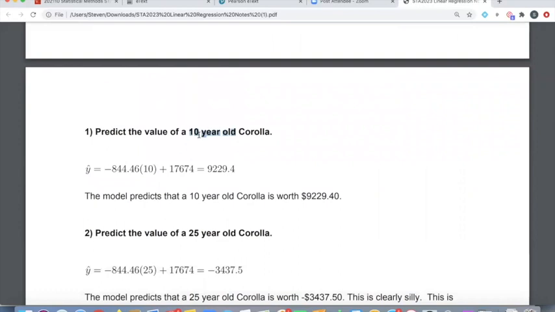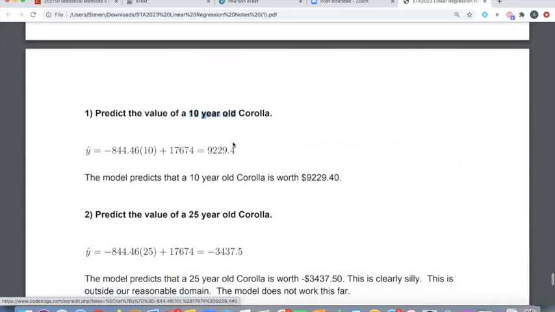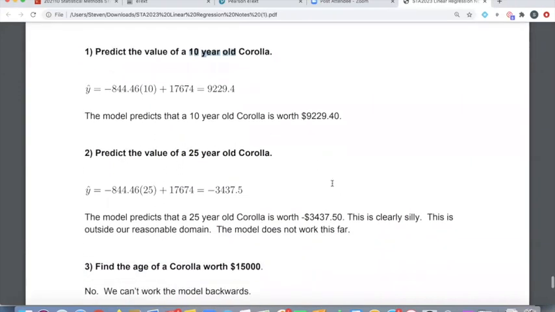So it's literally plug and chug. Plug in X equals 10 into the model, and I get an answer. So the model predicts, remember we start every sentence with the model predicts, a 10-year-old Corolla would be worth that amount. And what about 25? Same thing. Plug in X equals 25, and we get this number.